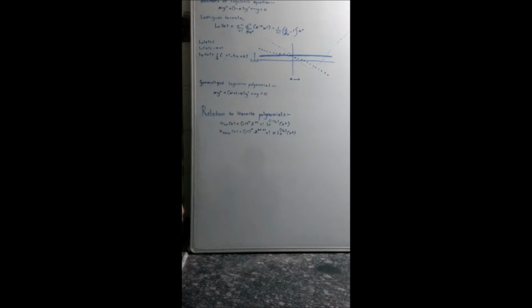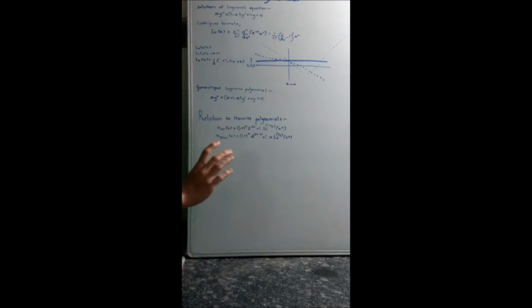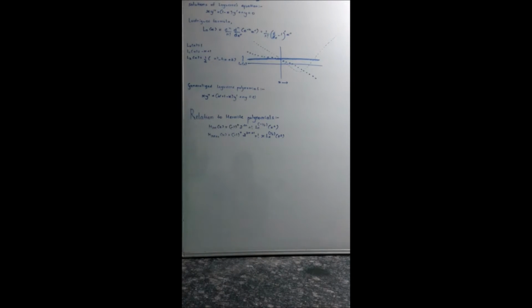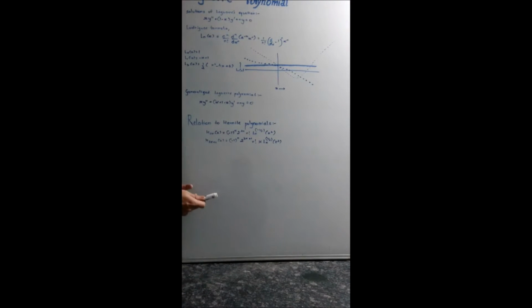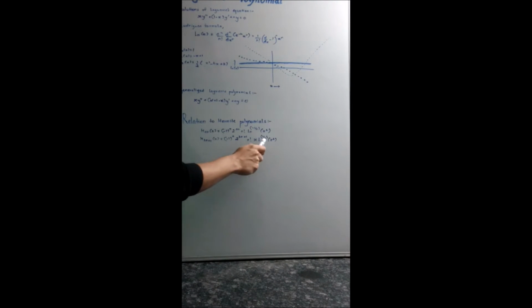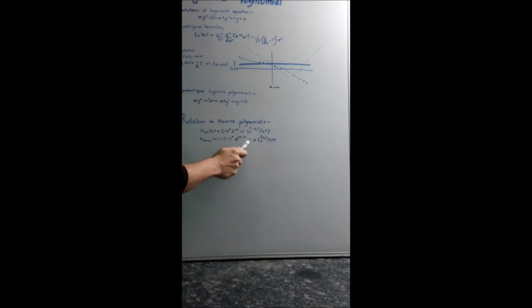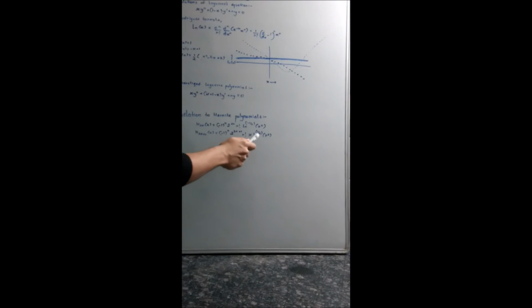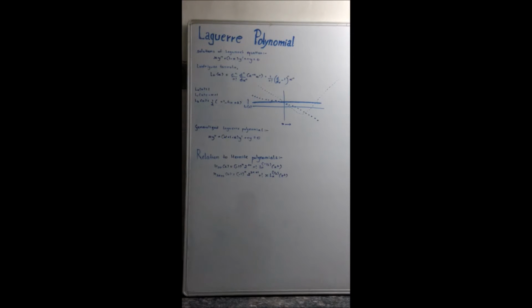Now we have also seen that there's a relationship between Hermite polynomials, which was covered in the last part, and this part, Laguerre polynomial, which is H_2n(x) = (-1)^n 2^(2n) n! L_n^(-1/2)(x^2), and H_2n+1(x) = (-1)^n 2^(2n+1) n! x L_n^(1/2)(x^2). So this was Laguerre polynomial.